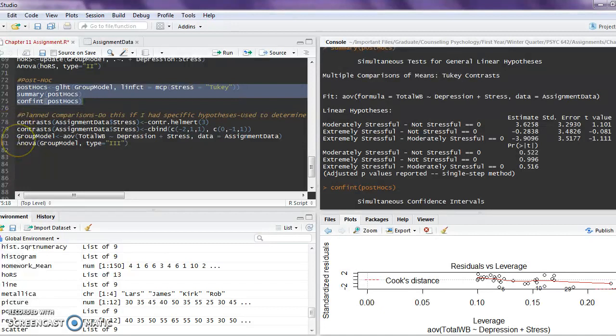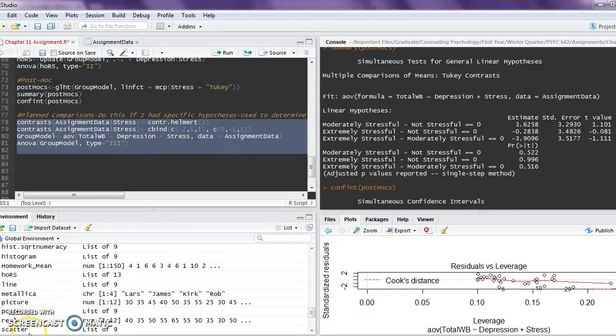So there is no main effect of stress on well-being while controlling for depression. And this is what we would use if we were to do a planned contrast. Yep, and that's it.